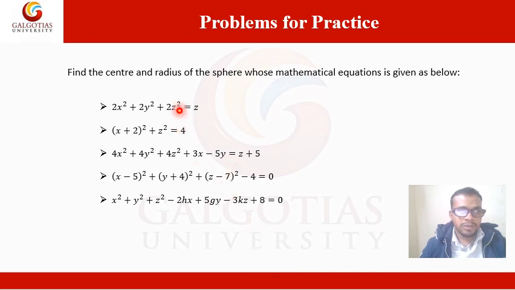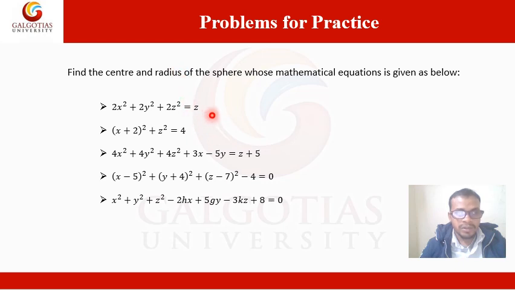Here are some problems to understand the equation of sphere, its center, its radius very thoroughly and very efficiently. So my question is, find the center and the radius of the sphere whose mathematical equation is given as below. I have given you some problems, such as 2x square plus 2y square plus 2z square is equal to z. How can you find the center and the radius? Just by making a perfect square of your x term, y term and z term.